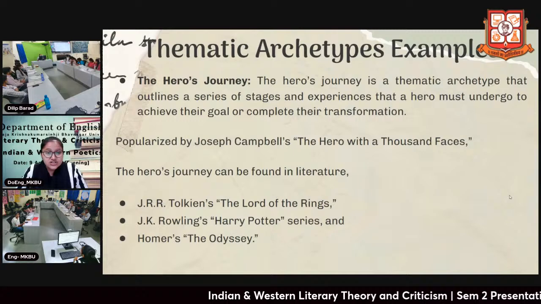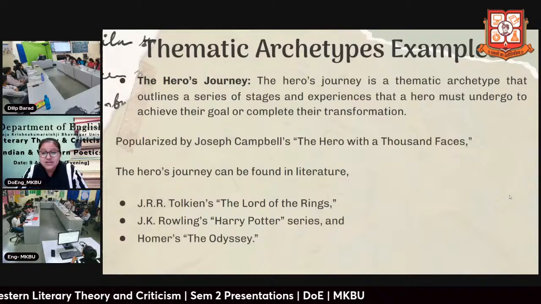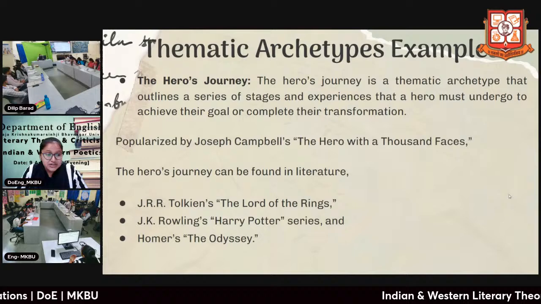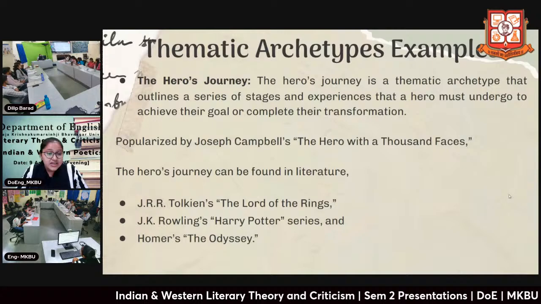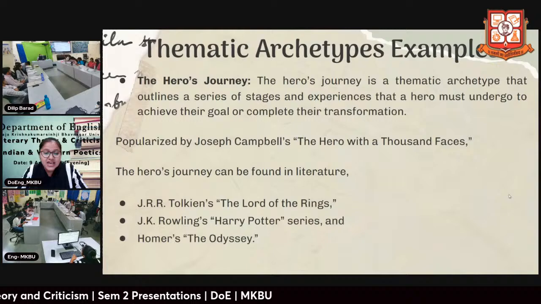The hero's journey. The hero's journey is a thematic archetype that outlines a series of stages and experiences that a hero must undergo to achieve their goal or complete their transformation. Popularized by Joseph Campbell's The Hero with a Thousand Faces, the hero's journey can be found in literature like J.R.R. Tolkien's The Lord of the Rings, J.K. Rowling's Harry Potter series, and Homer's The Odyssey.